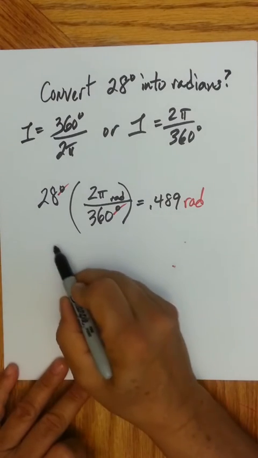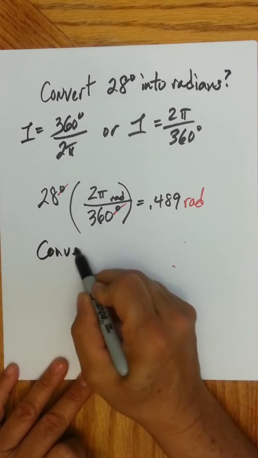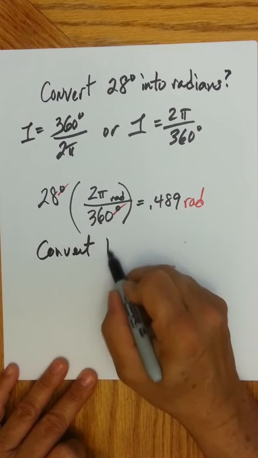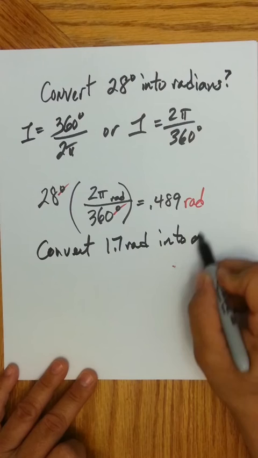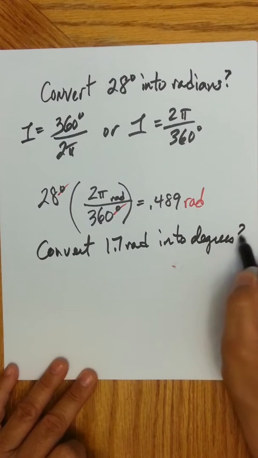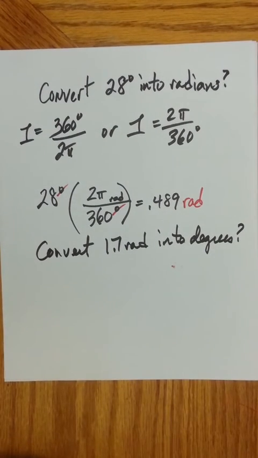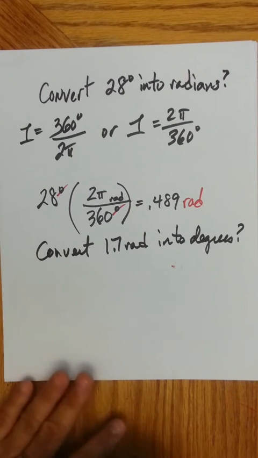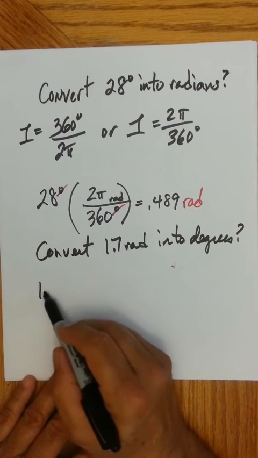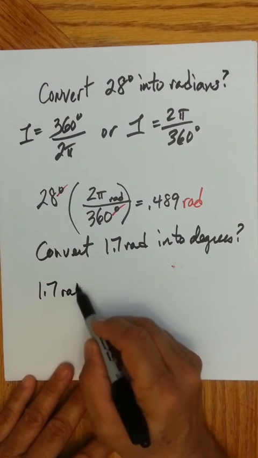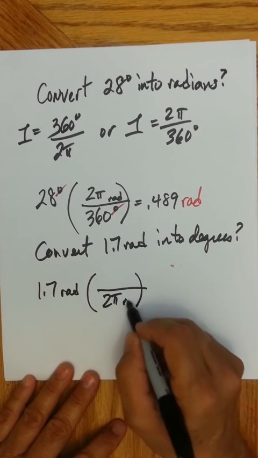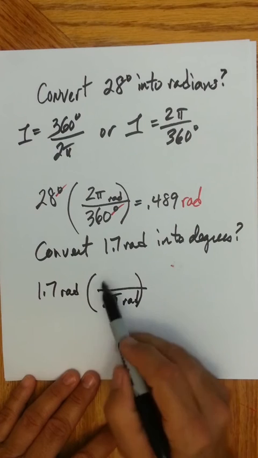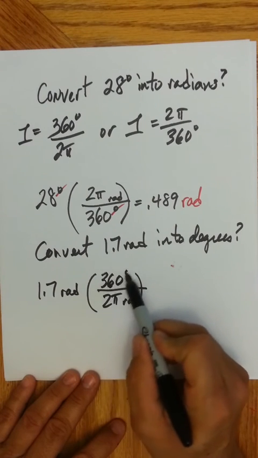And let's say they asked you to convert 1.7 radians into degrees. Again, pause the video and see what you would get. So hopefully you'd say 1.7. If you need to, write down radians, like that. And then write 2 pi radians if you need to. And then here, 360 degrees.